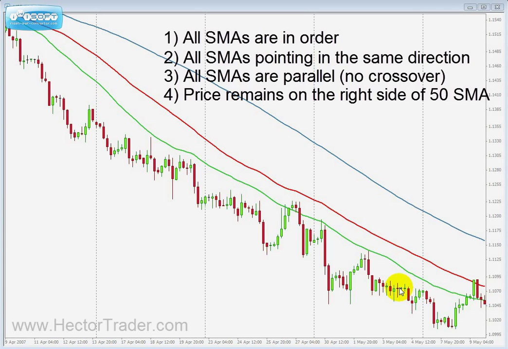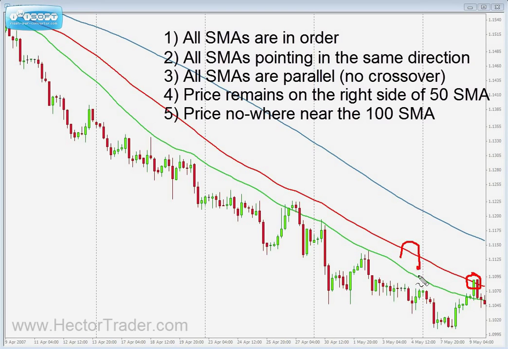Now, the fifth condition is that the 100 simple moving average has never been breached. In my opinion, this is an important condition. I want the 100 moving average to never be touched, never be violated, and price being nowhere near it, in fact. Just as I said before, that it's okay to have a quick touch above the 50, as long as price dives back down immediately after, I like price to be nowhere near the 100. Any single touch, even if it's just for 1 bar, I consider the trend to be jeopardized.